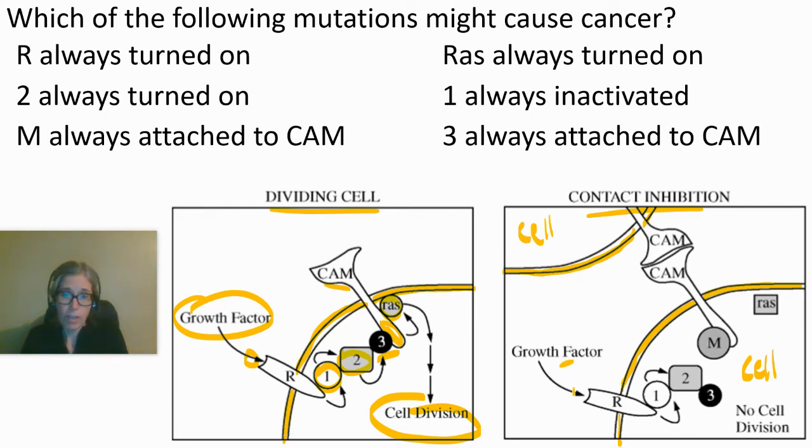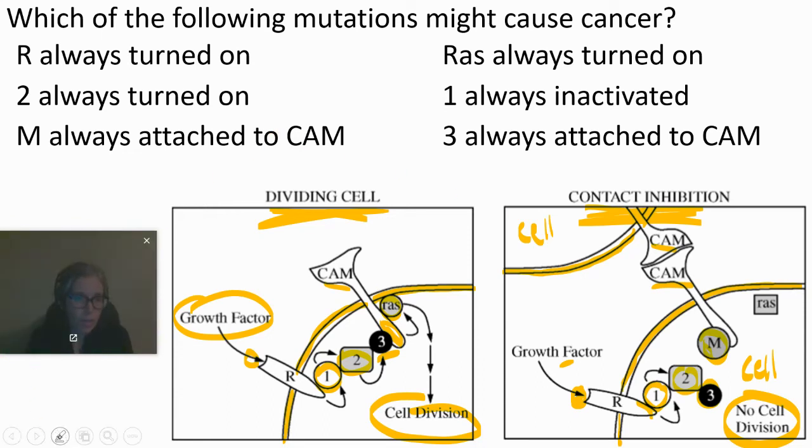So let's say a growth factor attaches here, and then that changes the shape of R, which then activates 1, which then activates 2, which then attaches to 3. 3 can't attach to CAM now. Well, that's because CAM is attaching to the CAM of the other cell, and that changes the shape of CAM. So now it interacts with M instead. And when that happens, 3 can't turn it on, so it doesn't interact with RAS. So cell division does not occur. So this is normal. This is what a normal dividing cell would look like, and this is what a normal cell would look like when it's in contact with another cell.